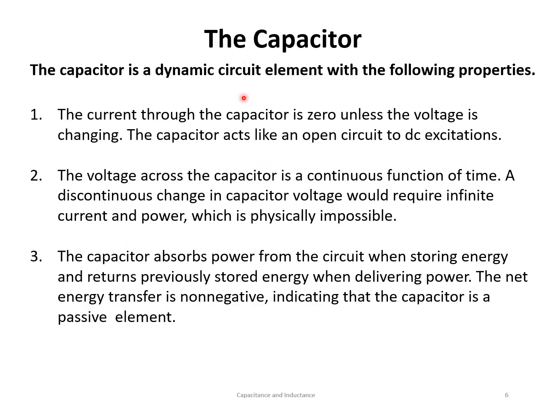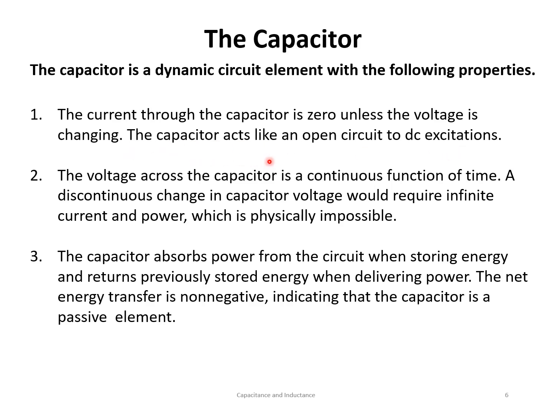The capacitor is a dynamic circuit element with the following properties. Dynamic circuit element means its voltage-current properties are related to time. The current through the capacitor is 0 unless the voltage is changing. As you have seen in the previous slide, IC is C dVc by dt. So if there is no change in the voltage, then dVc by dt, which indicates the change, will be 0 and the current will be 0. If the current is 0, the capacitor acts like an open circuit to any DC excitation.